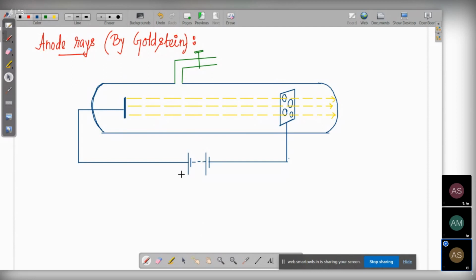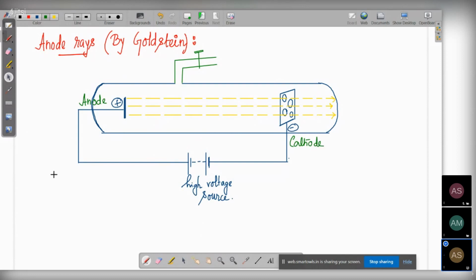So now let's see. This is the high voltage source. And now this is the positive terminal, so that means this is becoming positive. And this one is negative because this is the small line. So this side is called the anode, the positive terminal, and this is the cathode. So anode and cathode is done.